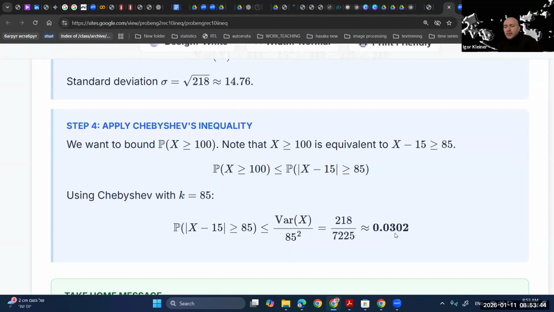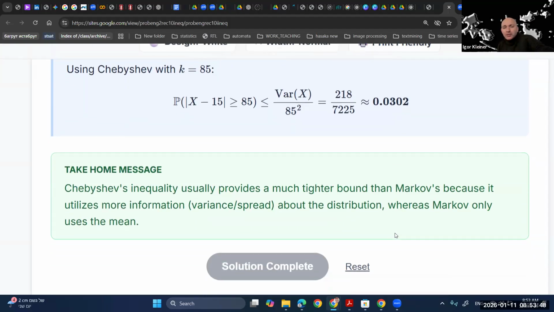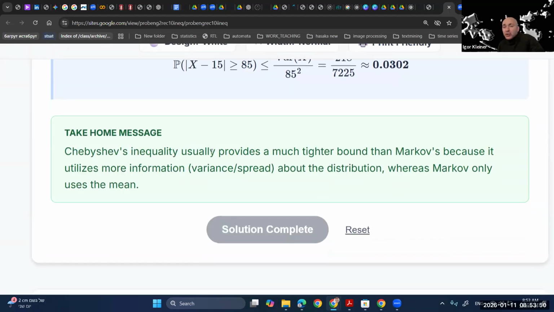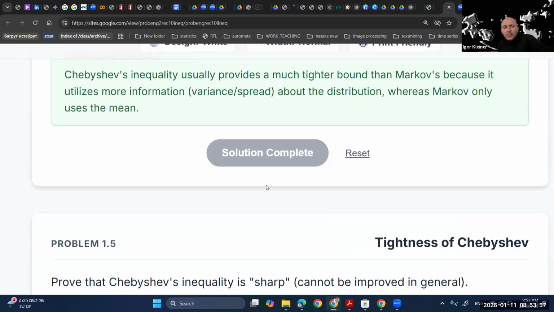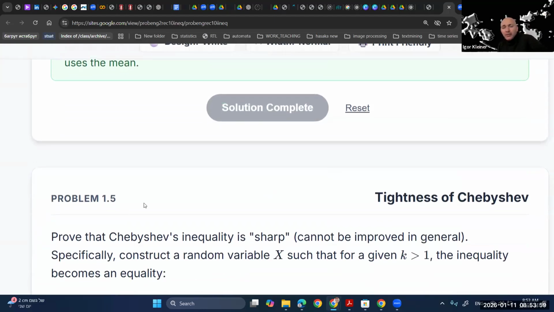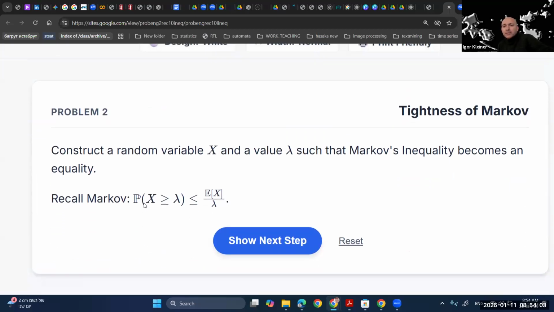Okay, it's clear? Take home message: as you see, Chebyshev inequality usually provides a much tighter bound than Markov because it uses more. That's what I said. Before we solve question 1.5, let's solve question 0.2, problem 2. It's also an interesting question. Let's look at it.